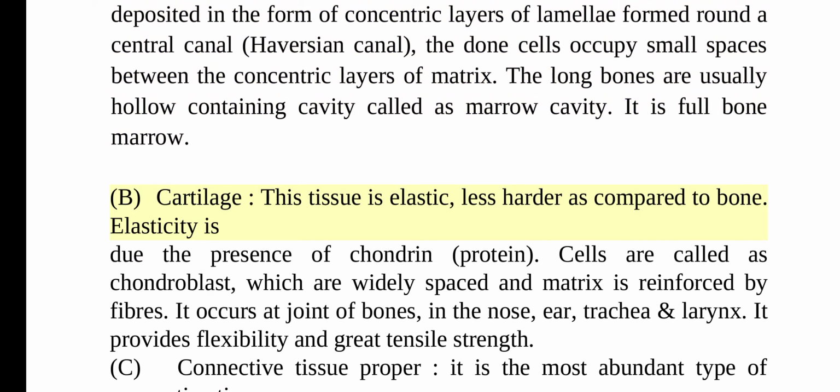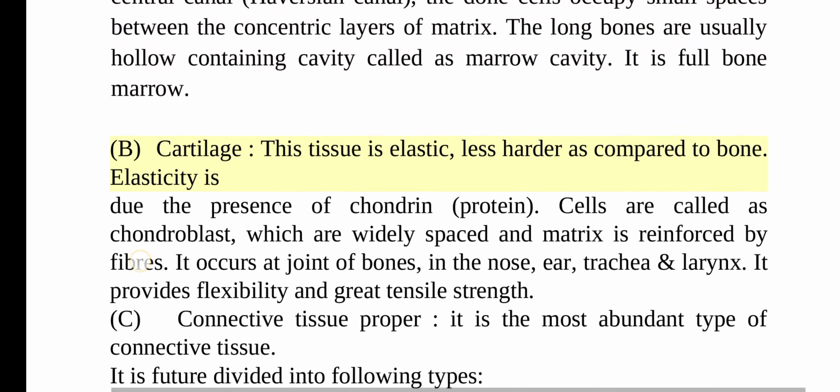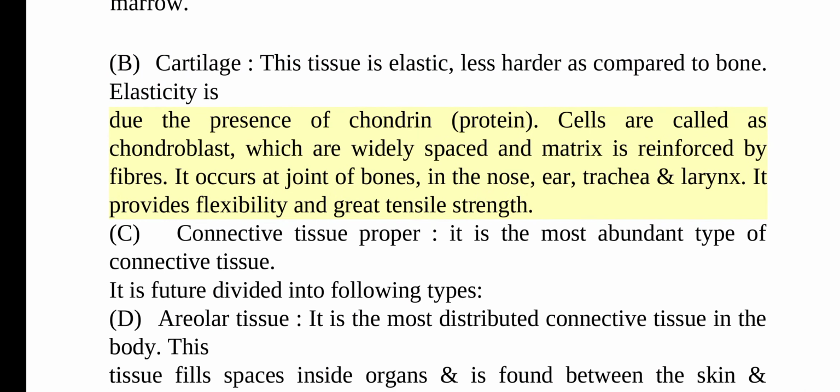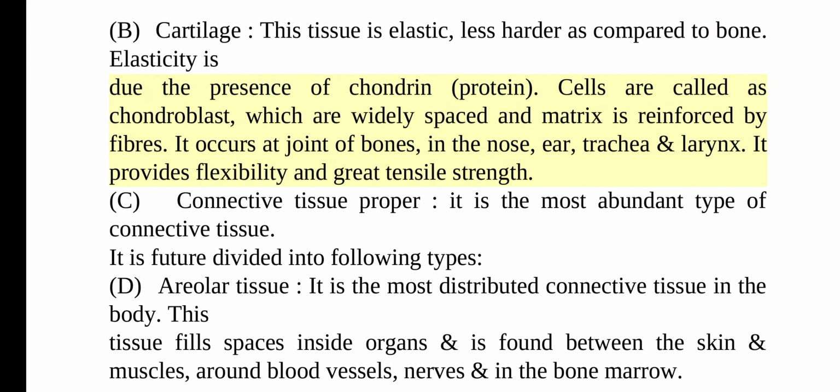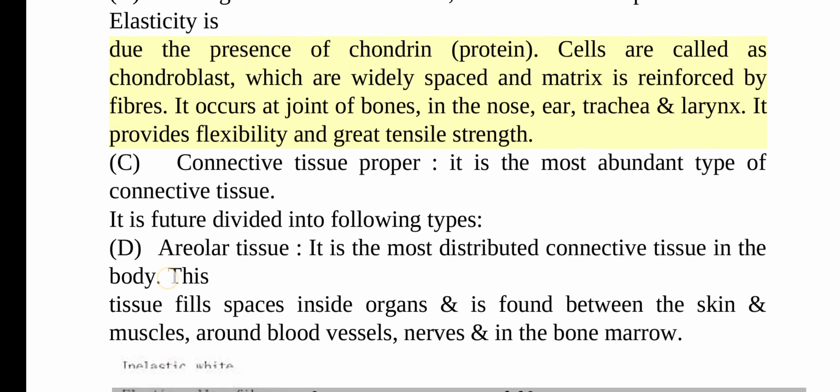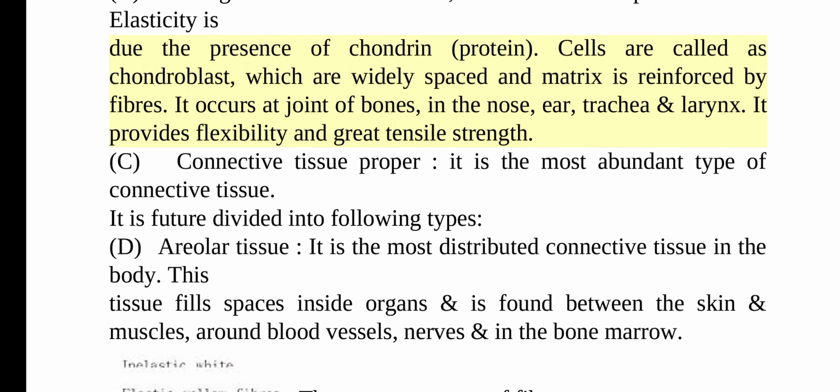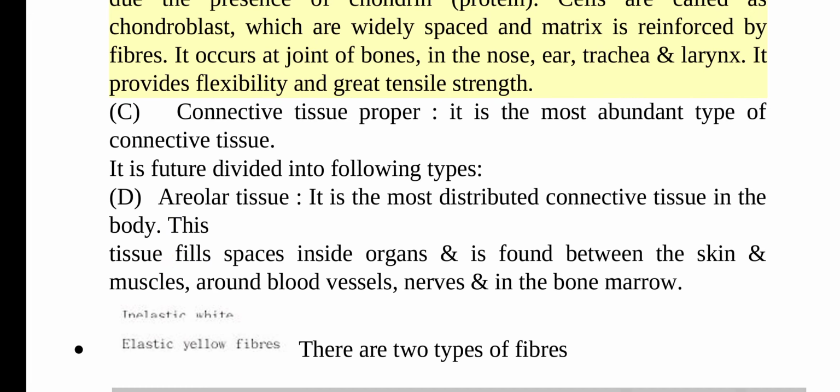B. Cartilage. This tissue is elastic, less hard as compared to bone. Elasticity is due to the presence of chondrin protein. Cells are called chondroblasts, which are widely spaced, and the matrix is reinforced by fibers. It occurs at joints of bones, in the nose, ear, trachea and larynx. It provides flexibility and great tensile strength.